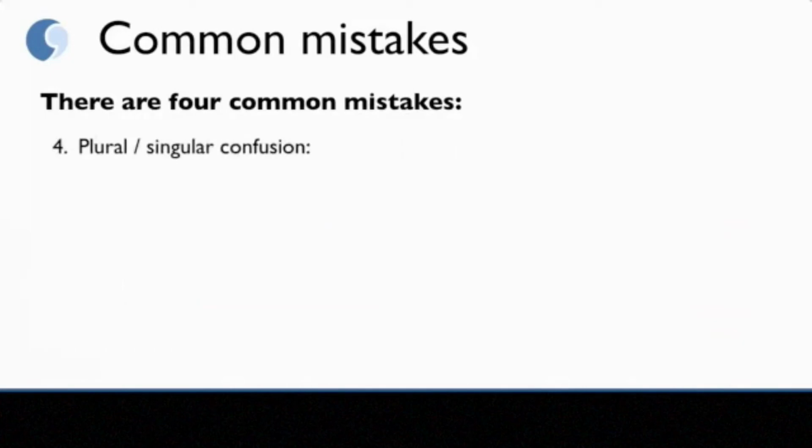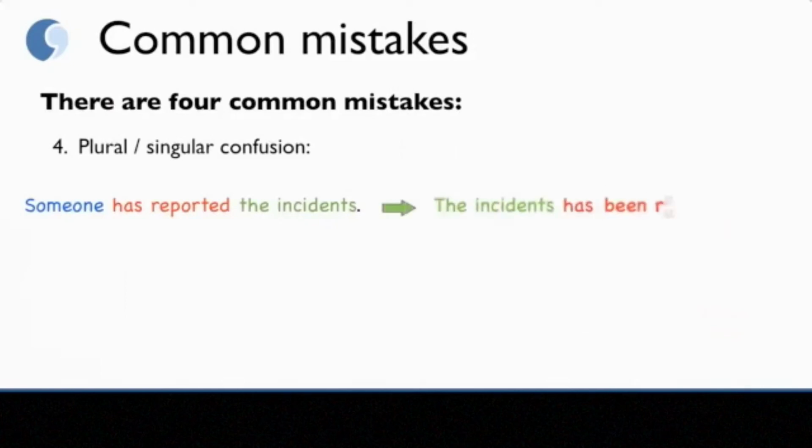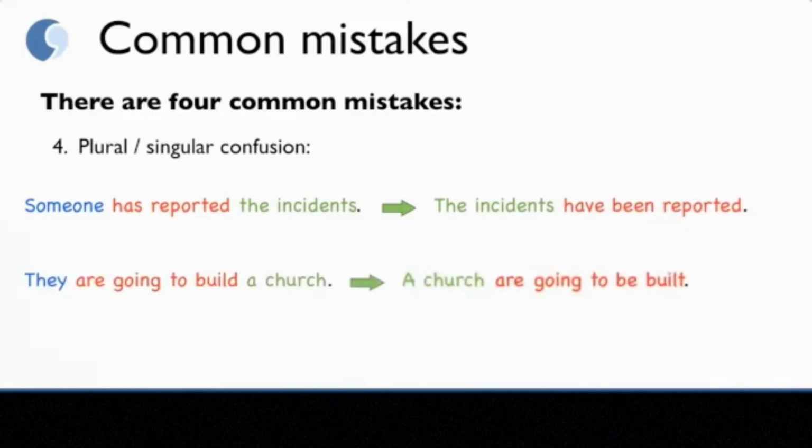The fourth one, confusing plural and singular verbs. Someone has reported the incidents. Someone is singular, so it has reported. But the incidents are plural, so you must say the incidents have been reported. They are going to build a church. A church are going to be built. So church here is singular. That is where a church is going to be built. It should be.